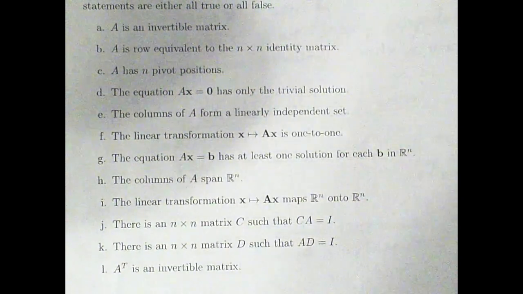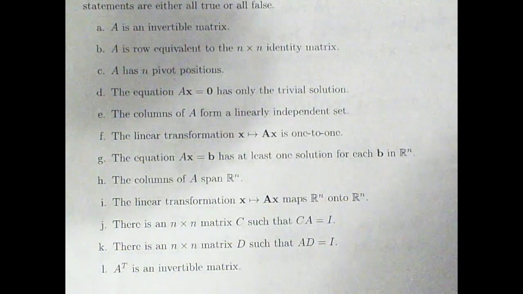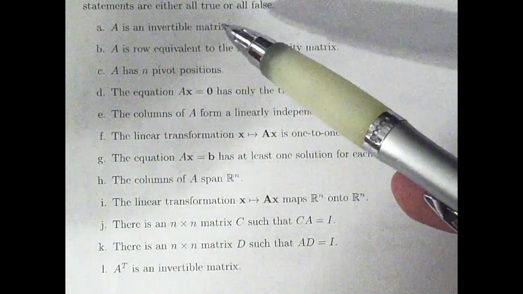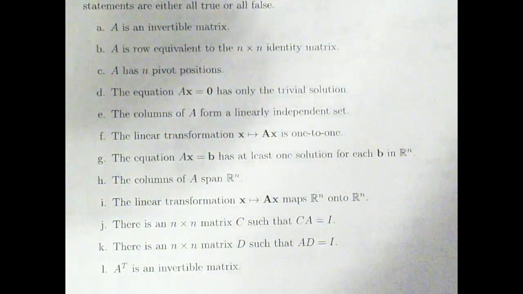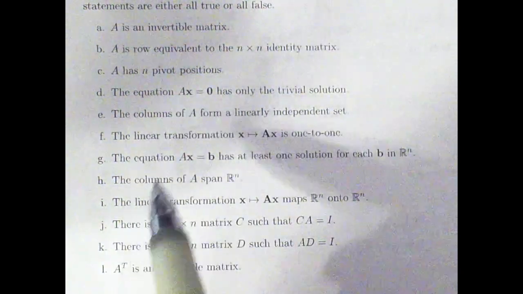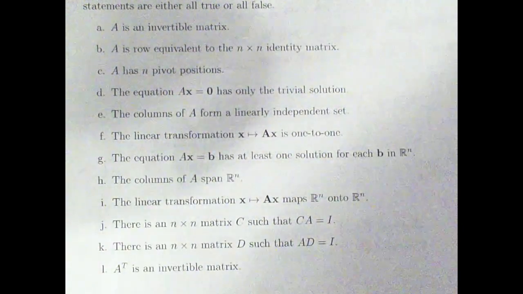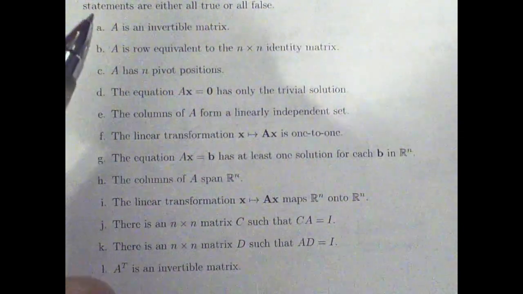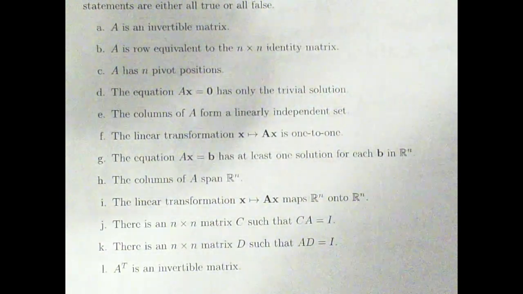So, if you know that one of these statements is true, you can automatically conclude that all of the rest of them must be true. On the other hand, if you find for some reason that for a given matrix A, one of these things is false, then you automatically know that all of the other things are false. They're either all true or all false. You can't have a mix.